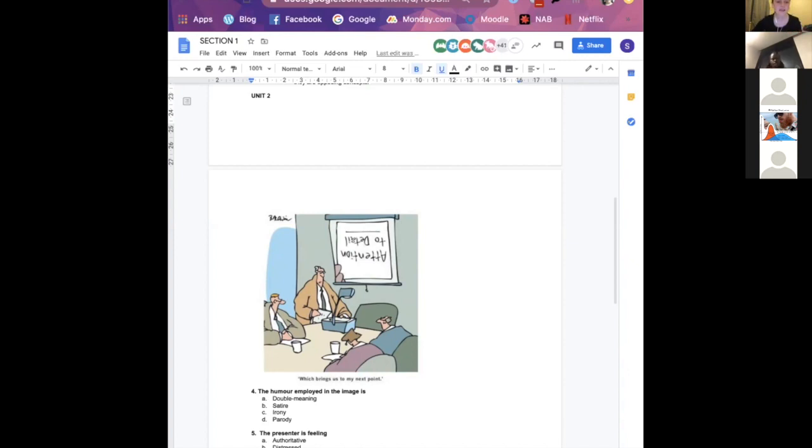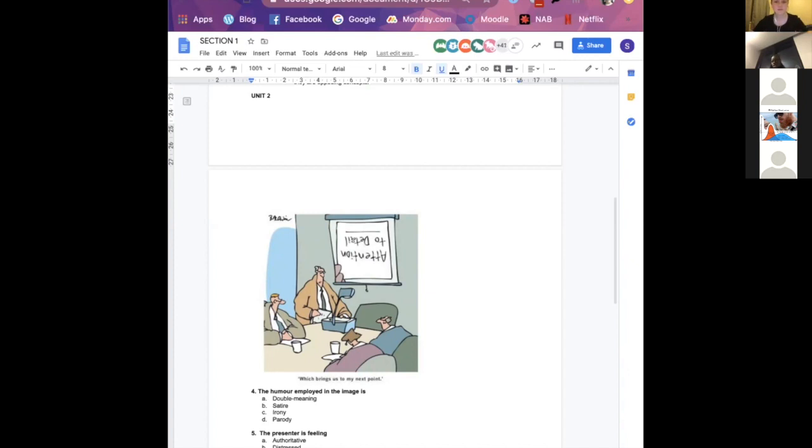We have no indication yet that he is at that stage of being like, I still don't know how to fix it, because he's currently saying, which brings me to my next point. So as far as we're concerned, the point that we're seeing the cartoon in is that he's standing there, says brings me to my next point, puts the piece of paper down and is like, why is it upside down? So it's this point of confusion.